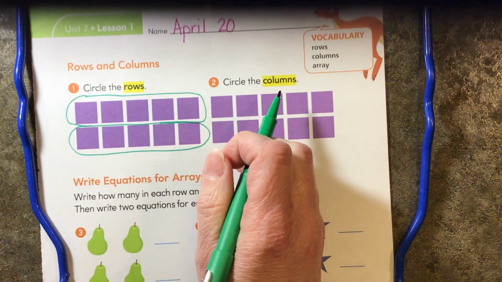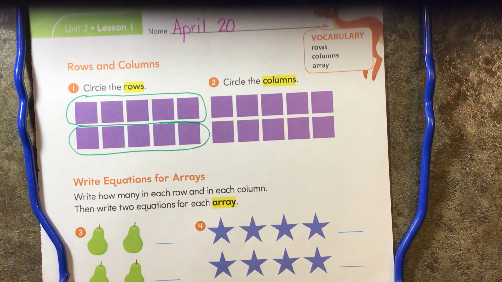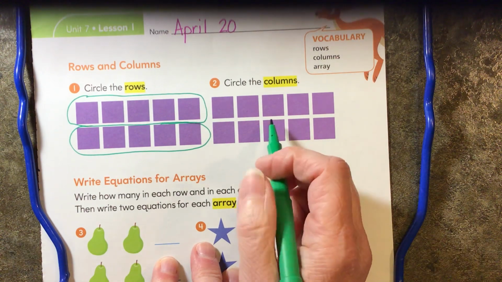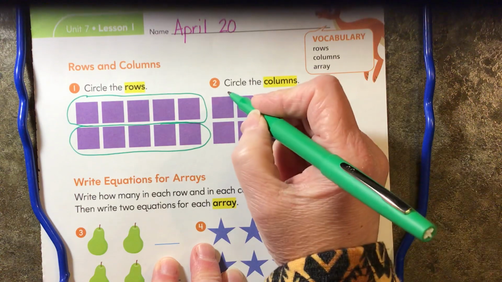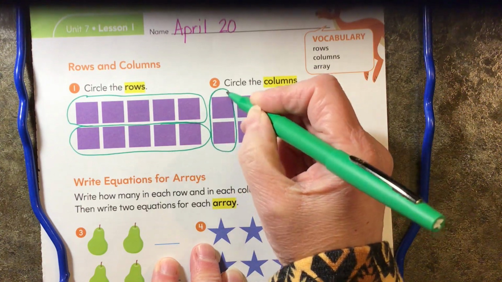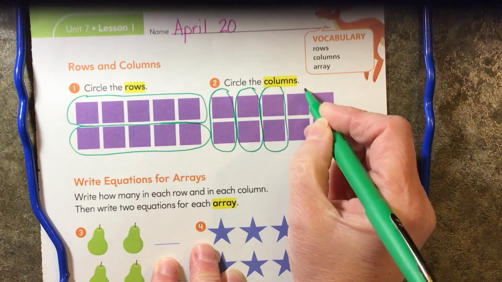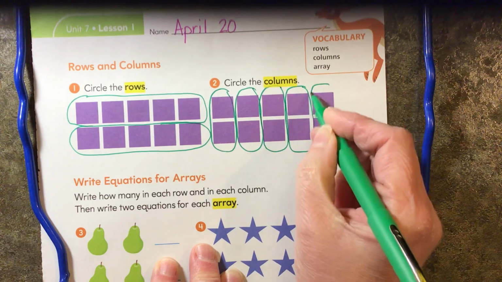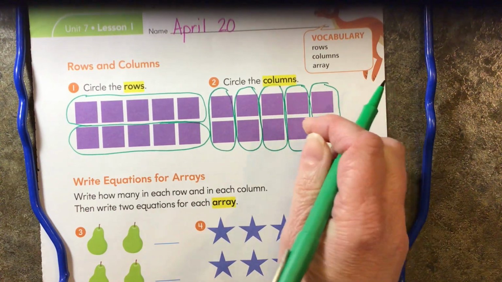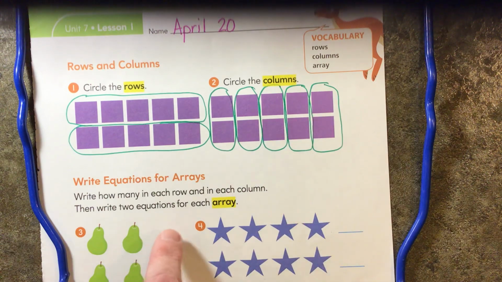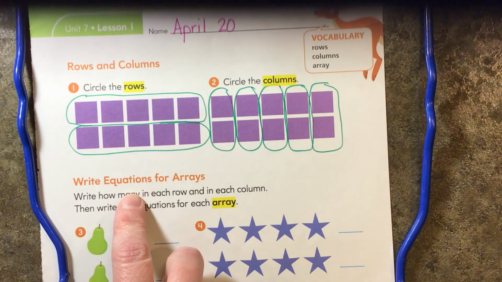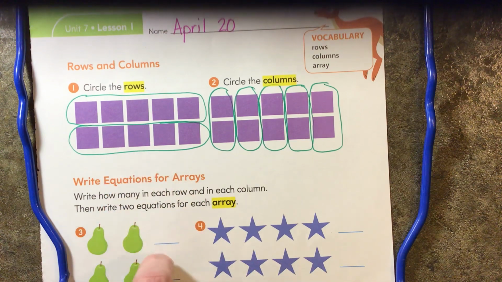Now let's take a look at number two. Number two is asking us to circle the columns. And remember, columns go up and down. So we're going to circle the columns. When we're thinking about rows and columns, we are making something called an array. And an array can be made of the tiles like we just did, or they can also be made of objects, so not just squares. So you can imagine little pictures in the squares of the array.